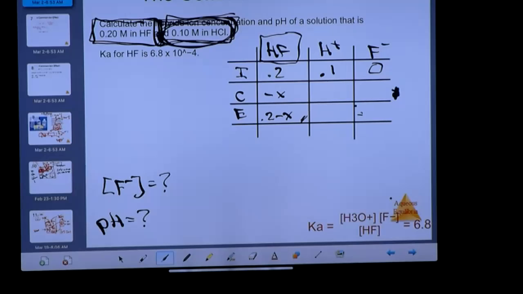All right, then this is a minus, so this would be a plus, right? Plus X. You with me?